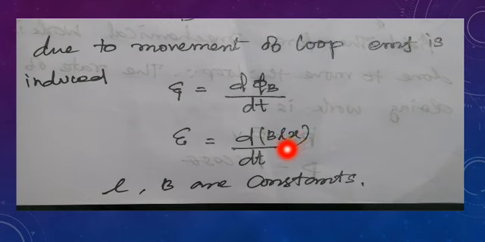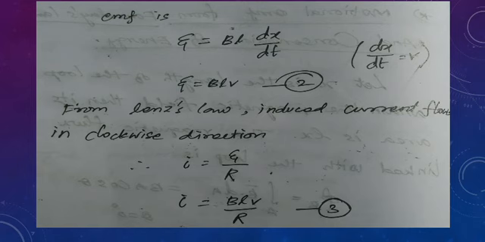Here L and B are constant. B is the magnetic field and L is the length. Both are constant. Okay students, right? Then the EMF E is equal to B L times dx by dt. This dx by dt is nothing but the rate of change of displacement, which is denoted by v, that is velocity. Therefore this is equal to B L v. So this dx by dt is nothing but v. This is equation number 2.